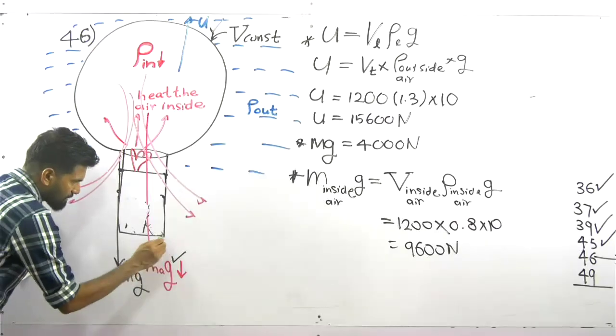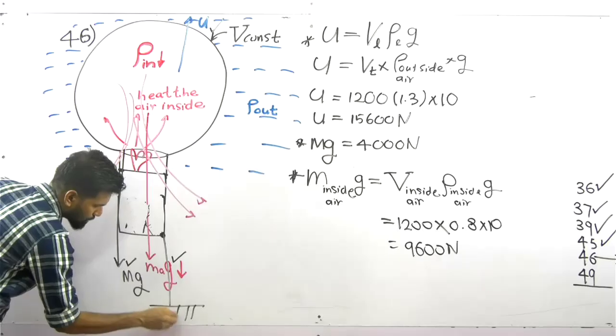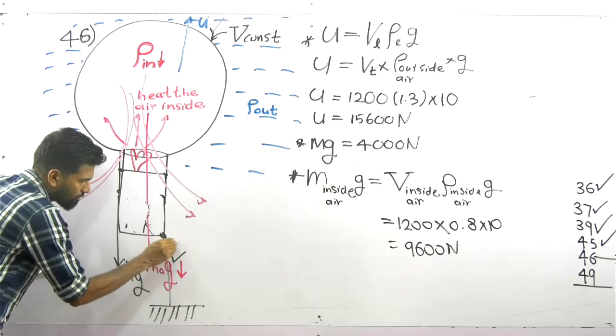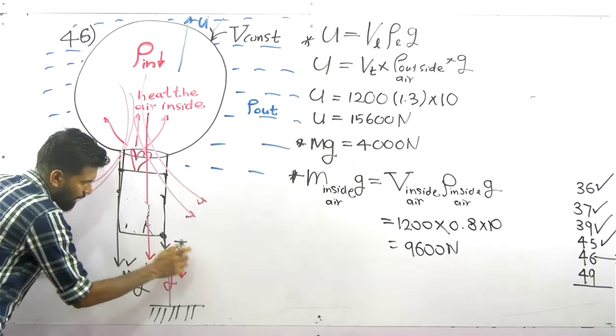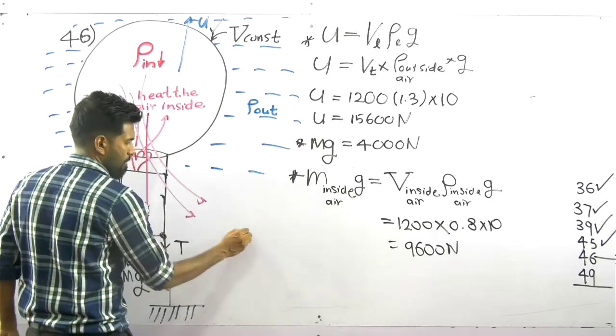The operator has used a string to tie it to the ground. The tension will attract it downward more and more and will create the balance.